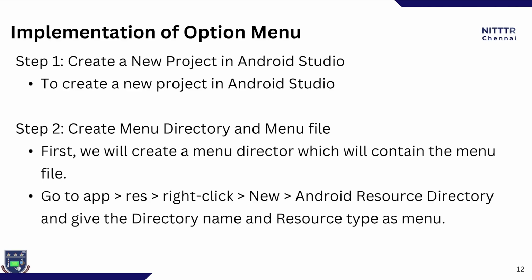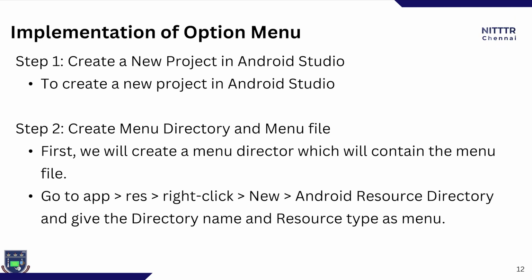Next we will move on to the implementation of the option menu, how to implement it in a step by step procedure. The first step is to create a new project in Android Studio. The second step is to create the menu directory and the menu file.